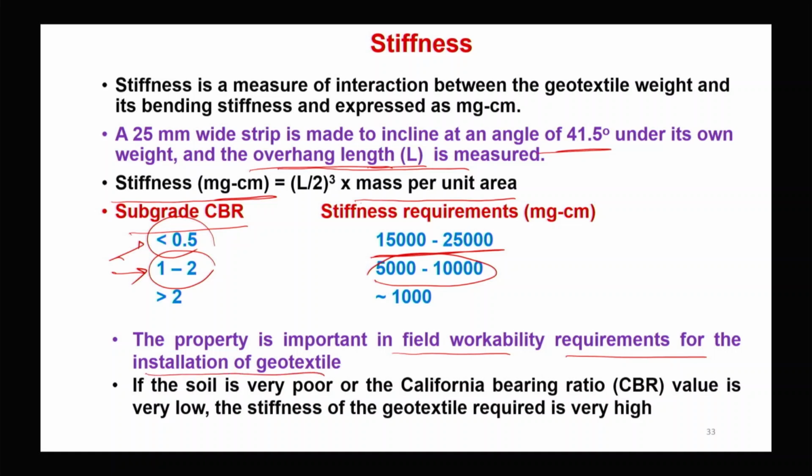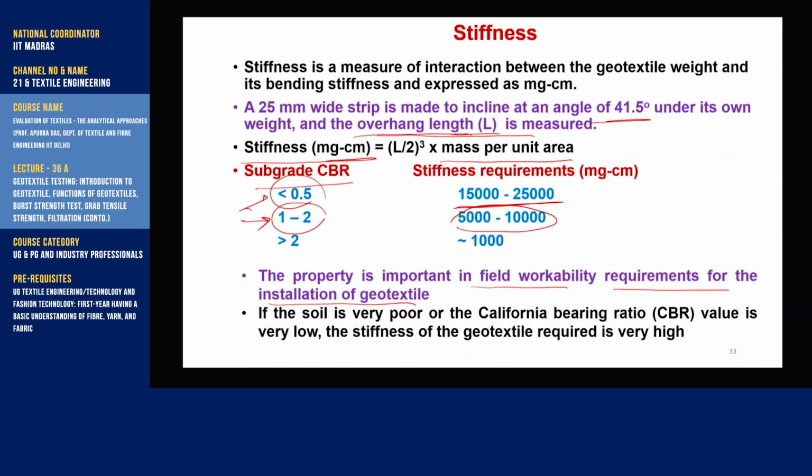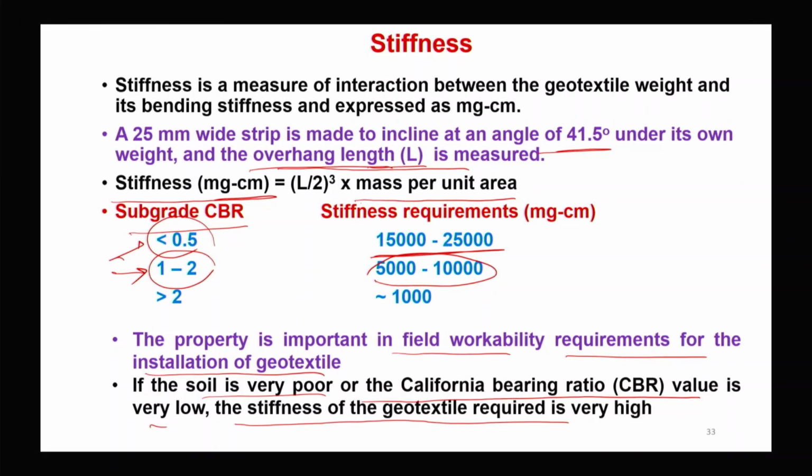So for selection of geotextile, what type of geotextile do we have to use? First we have to test the CBR value of the site soil. If the soil is very poor, or the California bearing ratio, CBR value, is very low, the stiffness of geotextile required is very high. That is why for very soft soil, we may need the heat bonded, thermal bonded calendared geotextile.